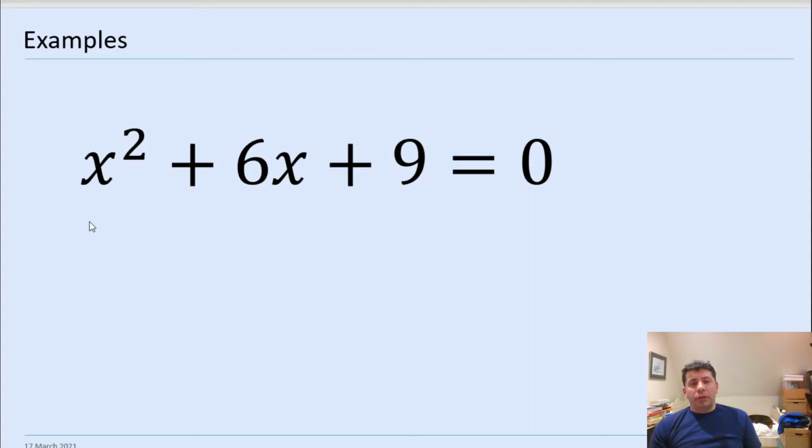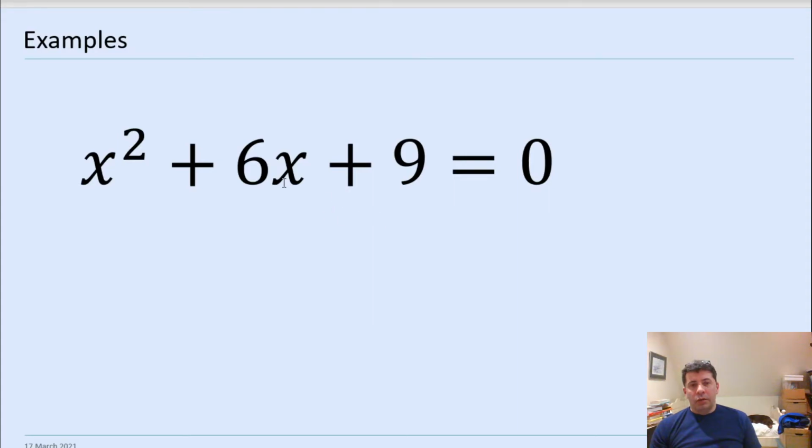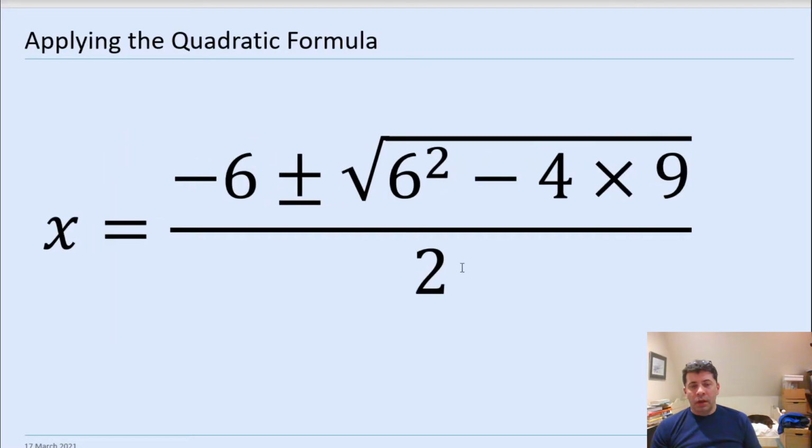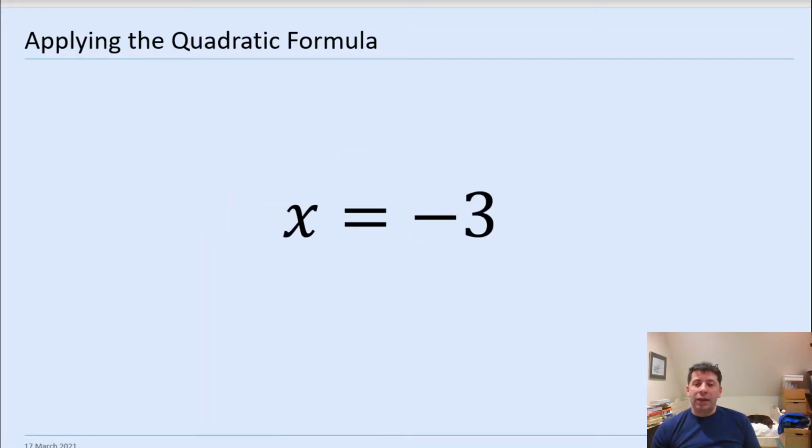Okay, let's look at one more. X squared plus 6x plus 9 equals 0. So we pop them in. This is the formula. So b is 6, c is 9, a is 1. We've got minus 6 plus or minus the square root of 6 squared minus 4 times 9. So 6 squared is 36, 4 times 9 is 36, so it's 36 minus 36. So this is going to become 0 here. We're just going to get minus 6 over 2, plus or minus 0, it doesn't matter because it's only 0, which is minus 3.